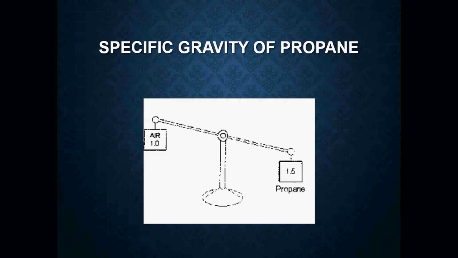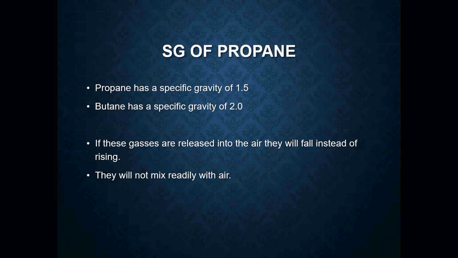Now, propane has a specific gravity of 1.5. It's heavier. Remember, the specific gravity of air is 1. So it's heavier. So if I have a propane leak, it's not going to rise up. It's going to settle towards the floor or towards the ground. Okay, butane has a specific gravity of 2. So it's a much heavier gas. So if I have a butane leak, it's going to land more towards the ground or towards the floor.